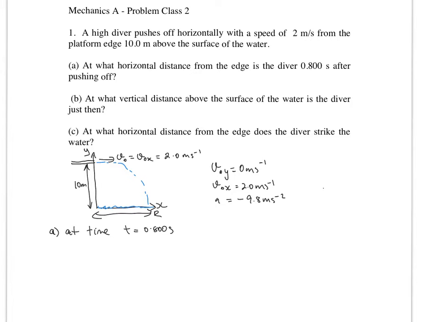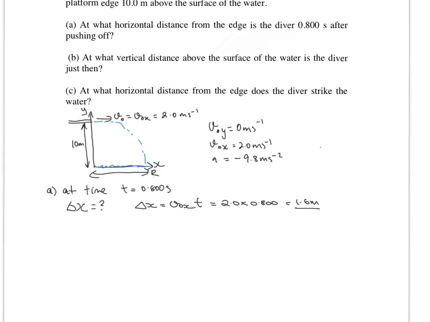We can say if his initial x position was 0, then we're looking for delta x. That's what we're looking for. And it turns out because there's no horizontal acceleration, we can just use a very simple equation: delta x equals v0x times t, which is 2.0 times 0.800, and that comes to 1.6 meters. That's the answer for A. Quite easy because we have no acceleration.